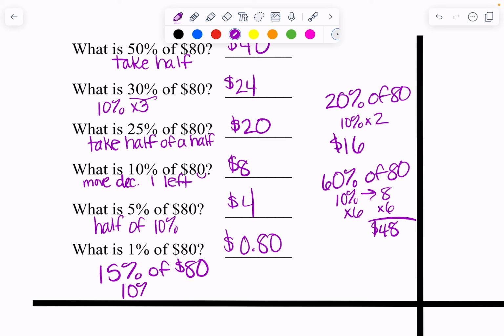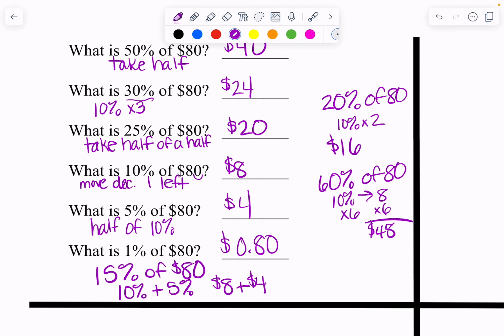I usually think of 15% as 10% plus the 5%. So 10% of 80 is going to be $8. 5% of 80 is $4. And so that's going to make my 15% be $12. So again, you can use these percent shortcuts to help you find a variety of percentages.